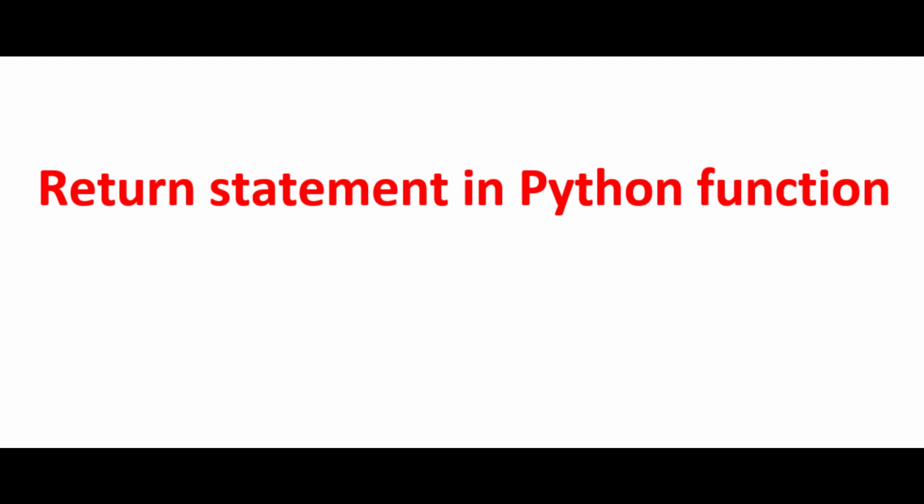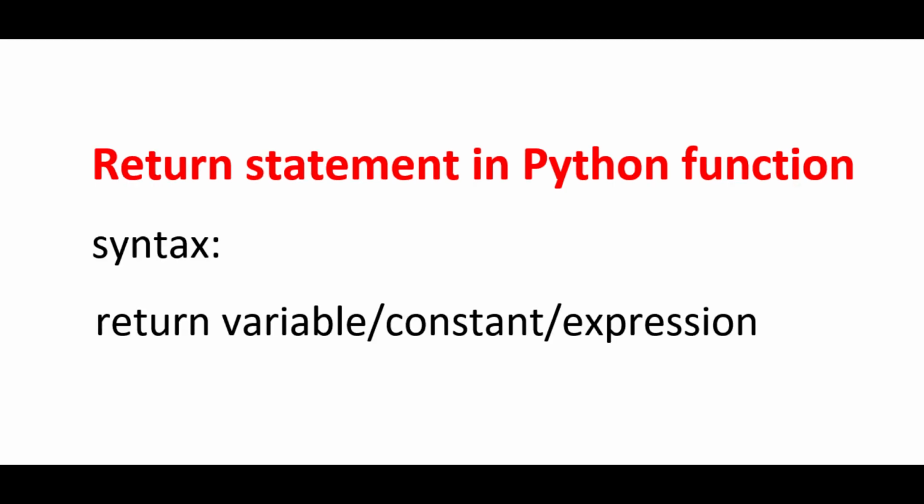The function return statement is used to exit from a function and go back to the place in the code where the function was called and return the specified value or data item to the caller. The return statement can consist of a variable, an expression, or a constant which is returned at the end of the function execution. Let's see an example.